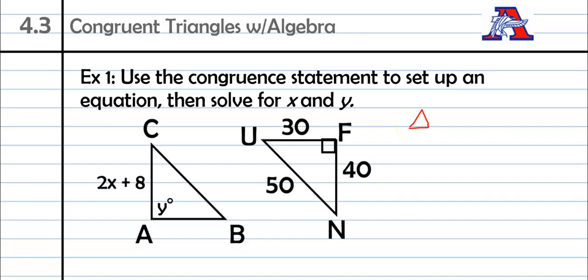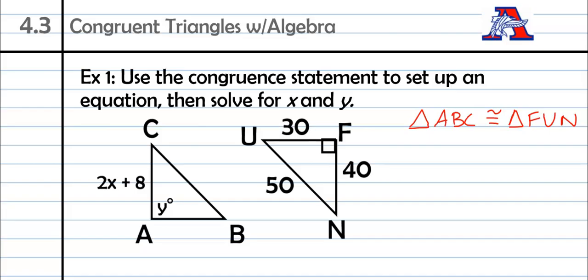So we are going to say that triangle ABC is congruent to triangle FUN. All right. So like I said with the last lesson, I think it's easiest if you fill in things that you know right away, and then you can solve some things from there.